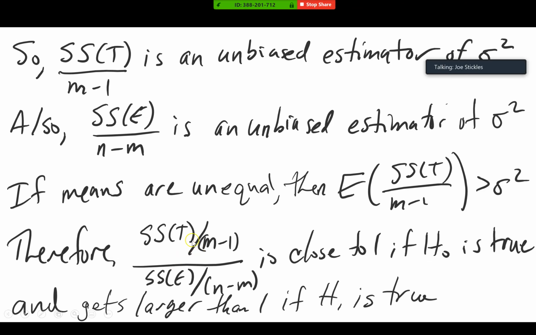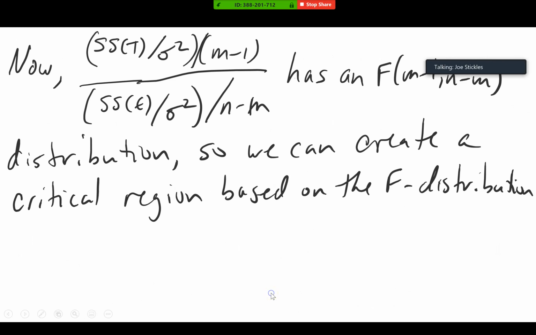Now notice what we have here. We've got these chi-squared distributions that are divided by their degrees of freedom. So this particular ratio is an F distribution if I stick the sigma squared on top and bottom. I really do get a chi-squared divided by its degrees of freedom over a chi-squared divided by its degrees of freedom. That's an F distribution. So just like what we were talking about with doing the F test, we could create a critical region based on this F distribution.